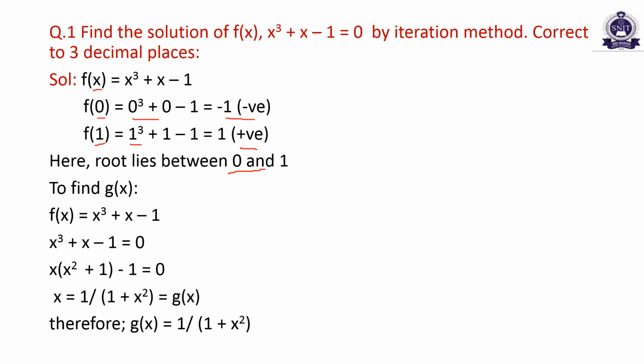Now we have to find g(x). We have f(x) as x cube plus x minus 1. So x cube plus x minus 1 is equal to 0. Take x out: x into (x square plus 1) minus 1 is equal to 0. There, x is equal to 1 by 1 plus x square, and that is g(x). So you can write g(x) is equal to 1 by 1 plus x square. Hope this much is clear for you.